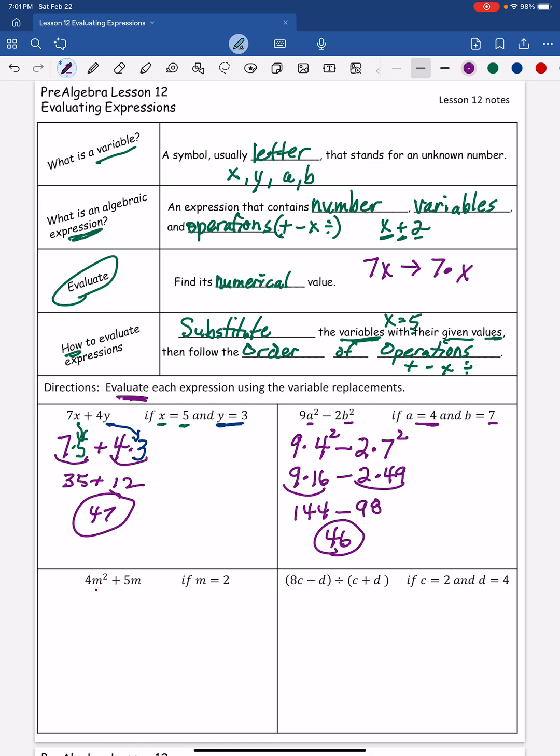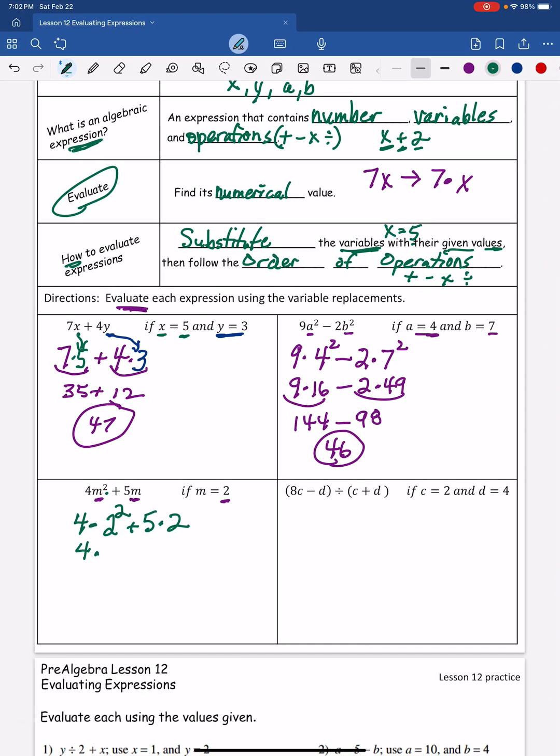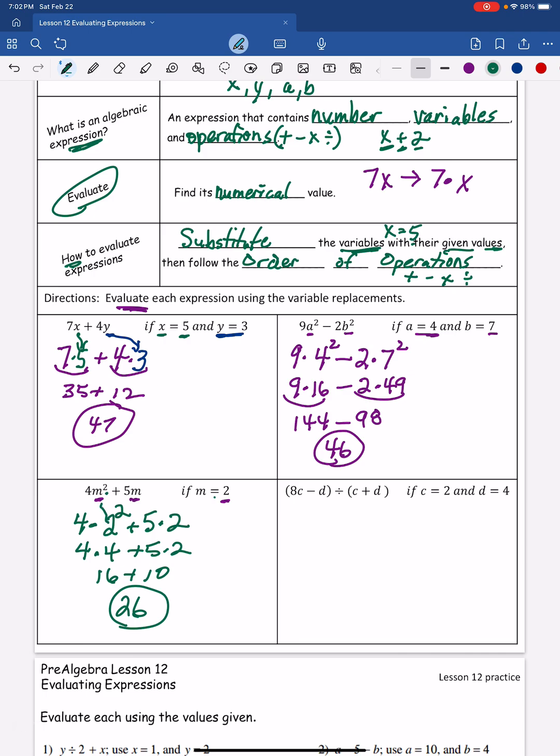This one only has one variable, and that's going to be a 2. So 4 times m is 2, so 2 squared, see this squared right here? That's that one, plus 5 times 2. Again, order of operations says I need to do the exponent first. So that means I'm going to have 4 times 4 plus 5 times 2. 16 plus 10 gives me 26. So you can see, except for this very first step where we substitute in for m, then it's just figuring out the order of operations.